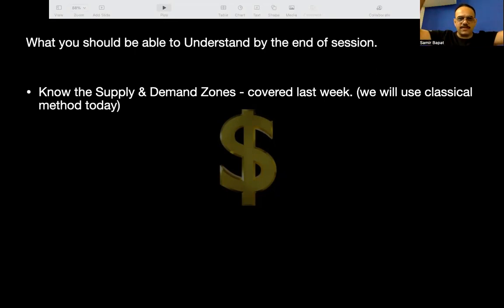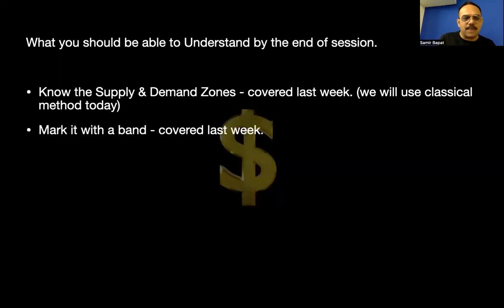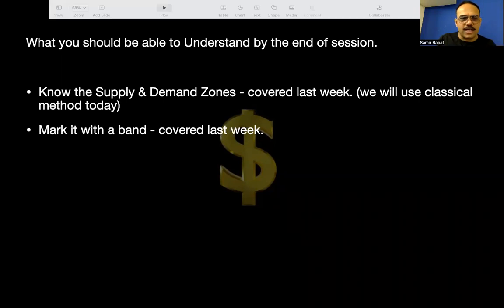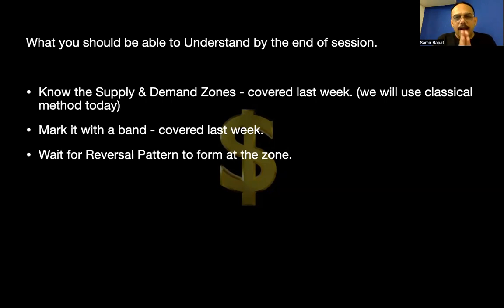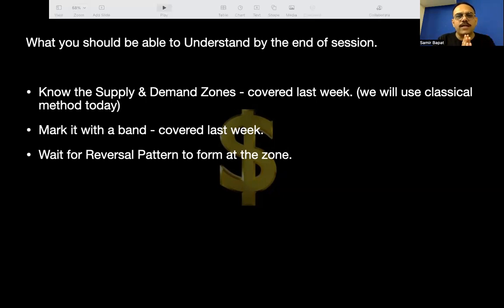Since you already know demand and supply, you'll draw the lines where they belong, as we covered last week. What we are going to learn over and above that is that at these junctions, we have to wait for a reversal pattern. The aggressive way is, if the price has come there, we can immediately buy as soon as it comes to that band. The little safer game is to wait for a reversal pattern as confirmation that it is likely to go up from here, or likely to come down.